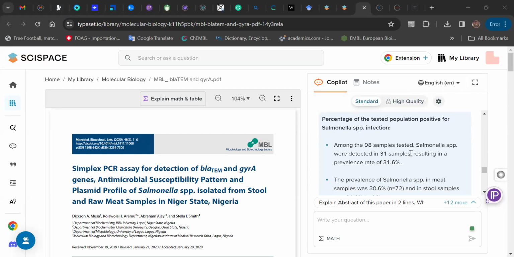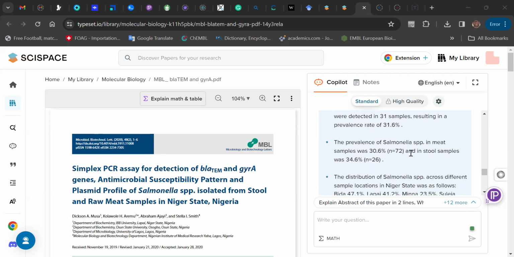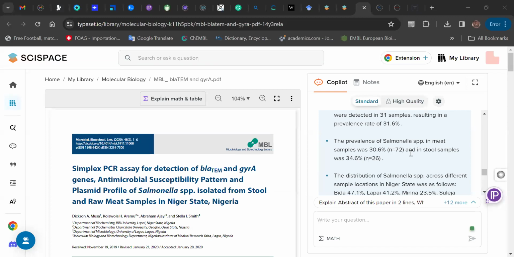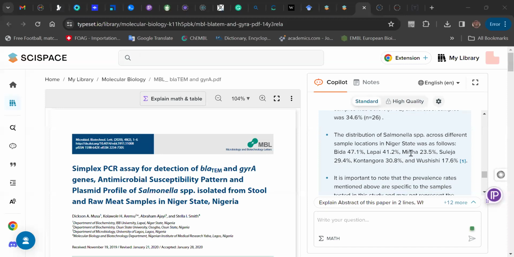Percentage of tested population positive for Salmonella. Among the 98 samples tested, Salmonella species were detected in 31 samples, resulting in a prevalence rate of 31.6%. The prevalence of Salmonella in meat samples was 30.6%, and in stool samples was 34.6%.